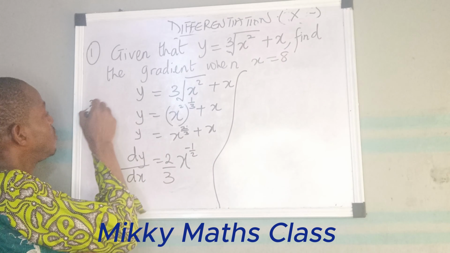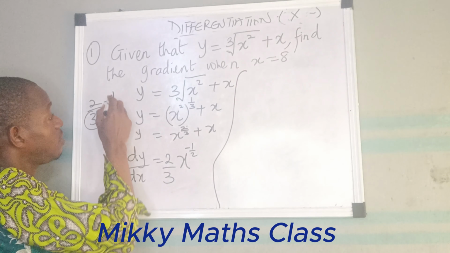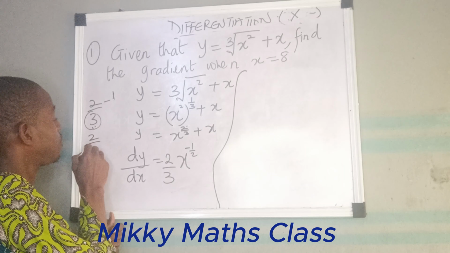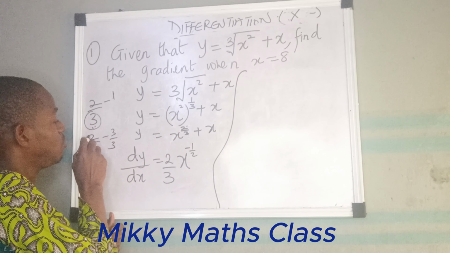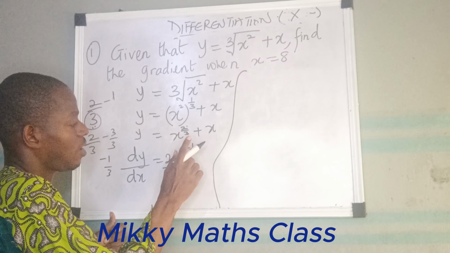For those that don't know what I did, 2 over 3 minus 1. This is 3 over 3. Change this to an equivalent fraction of what you have here. It will be 2 over 3 minus 3 over 3. 2 minus 3, that's negative 1 over 3. Negative 1 over 3.